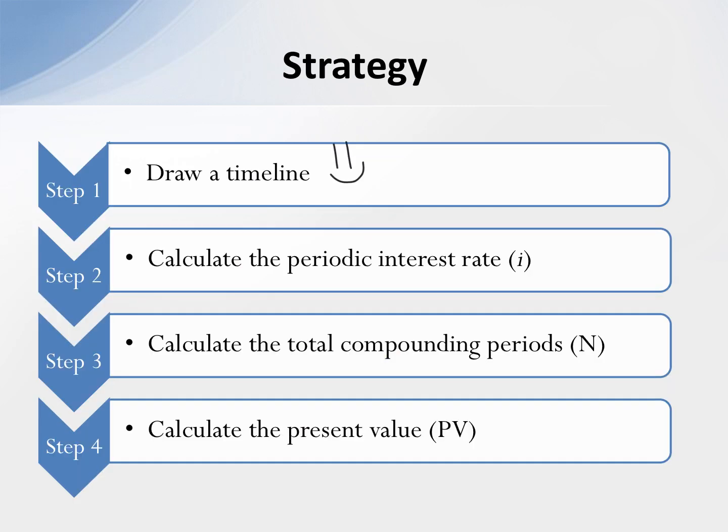If you haven't become comfortable with one yet, please do so. You would calculate the periodic interest rate if you intend to use the formulas only, but we're going to be using our BA2 Plus financial calculator. You would calculate the compounding periods, N, by multiplying CY times the number of years, and then we'd be able to calculate the present value.